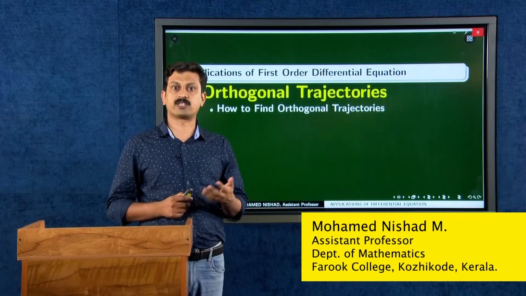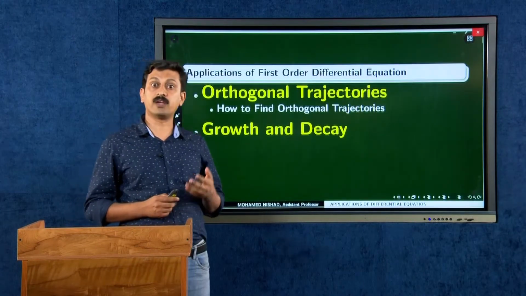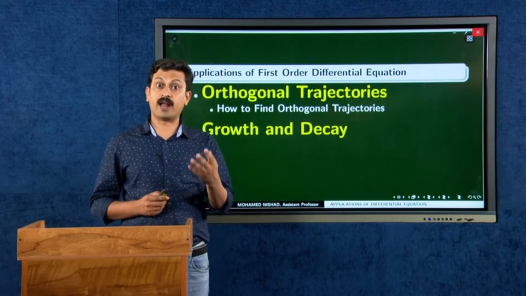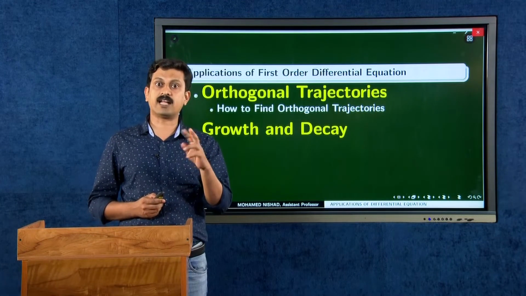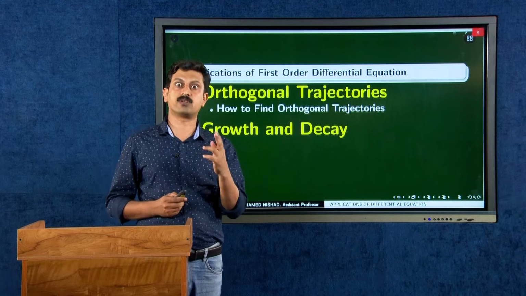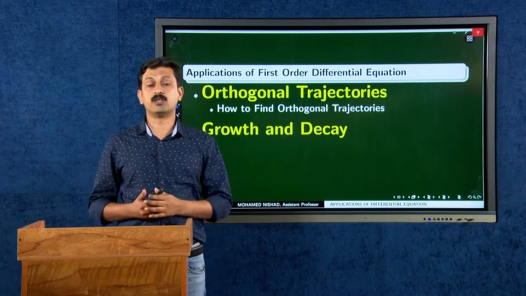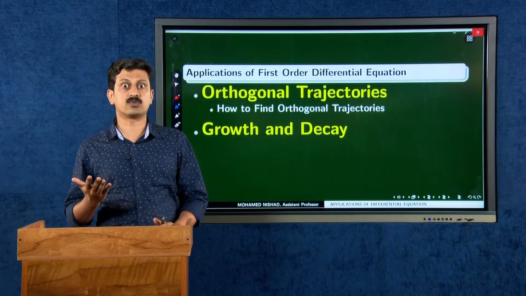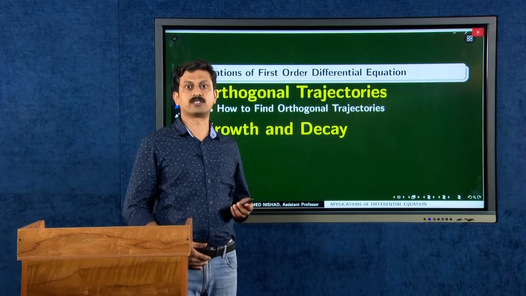We can have f of x, y, c equal to 0 as a curve. Based on that, we are able to find another curve that is perpendicular to this curve. That means the tangents of both curves at a particular point are perpendicular. In that case, we can say that each curve is an orthogonal trajectory of the other, and that is one of the applications of differential equations.